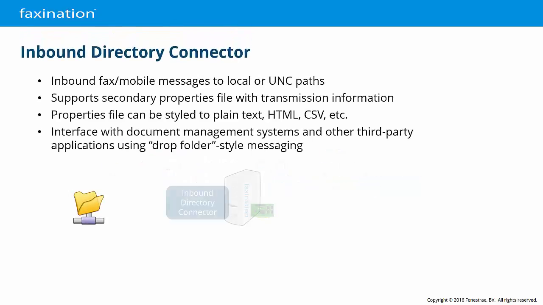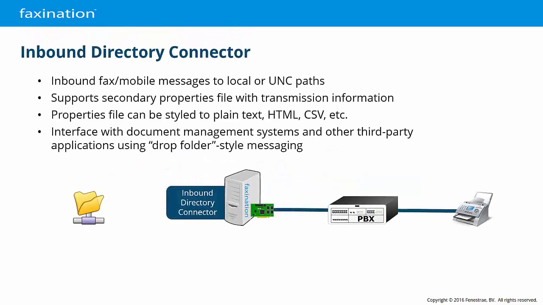The Inbound Directory connector allows you to associate inbound routes with local or UNC folder paths. It supports a secondary properties file with transmission information, which can be styled to interface with third-party document management systems or other applications. It's useful for creating custom workflows or archives, or interfacing with any system that uses drop folder style messaging.